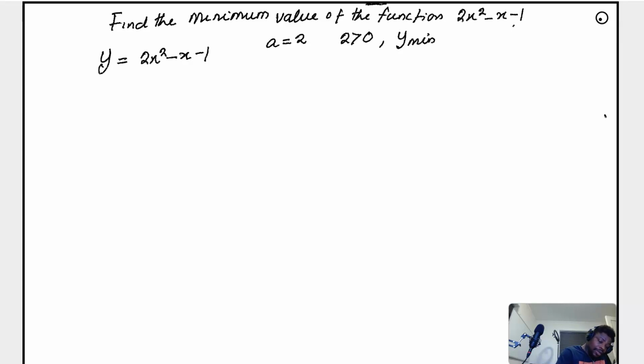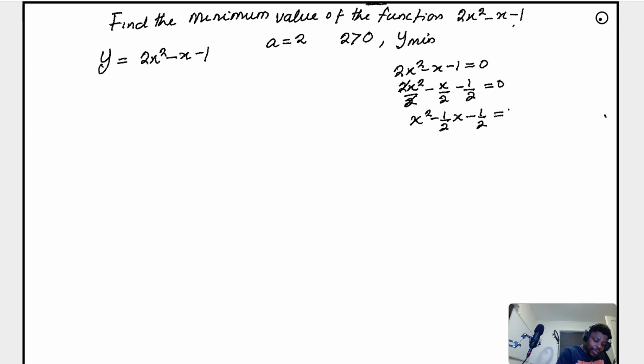But remember, I told you, you just write what you have here first. Okay, is equals to 0. Divide through by the coefficient of the variable with the highest power. So you are dividing through by 2. Okay, divided through by 2. So this will cancel this. So this is x squared minus 1 over 2 x minus 1 over 2 is equals to 0.